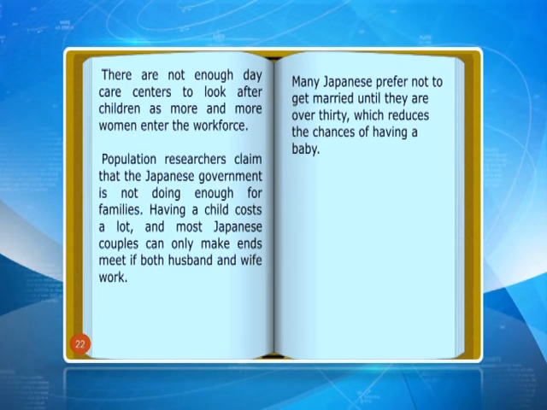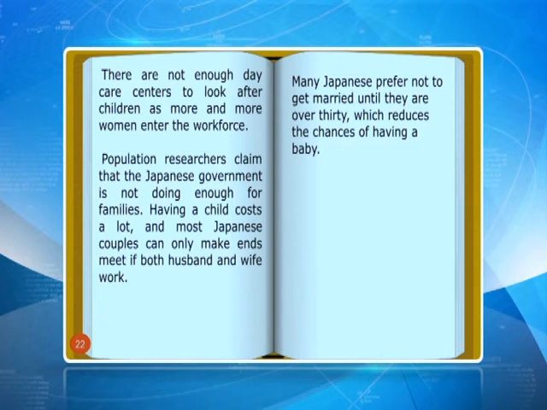There are not enough daycare centers to look after children as more and more women enter the workforce. Population researchers claim that the Japanese government is not doing enough for families. Having a child costs a lot, and most Japanese couples can only make ends meet if both husband and wife work. Many Japanese prefer not to get married until they are over 30, which reduces the chances of having a baby.